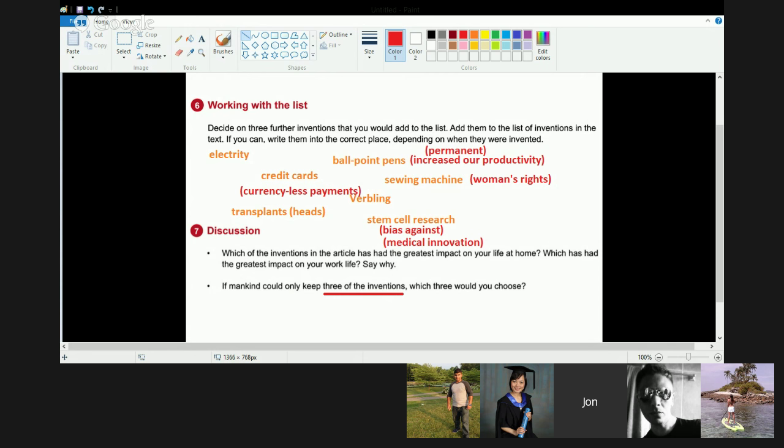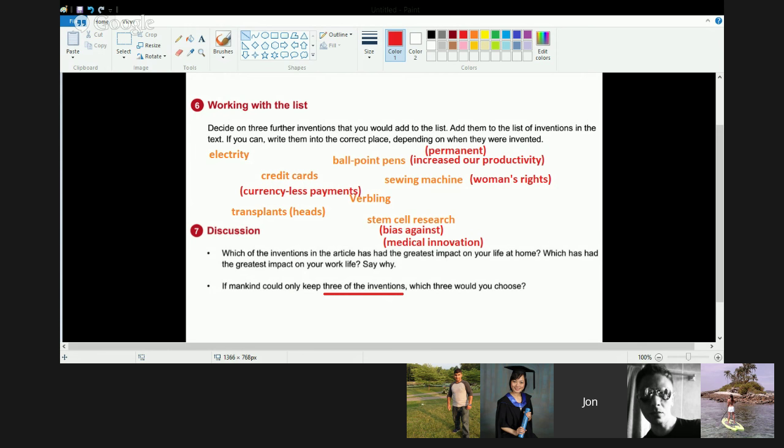Saiban, which 3 do you think that we've mentioned today are the ones that you would keep? And remember, the ones that we don't keep are gone. So if you keep credit cards, you might have to lose ballpoint pens. Think about that. Which 3 would you keep? Okay, teacher, first of all, I will keep head transplant. It's a very interesting thing, and the second will be credit cards and electricity.